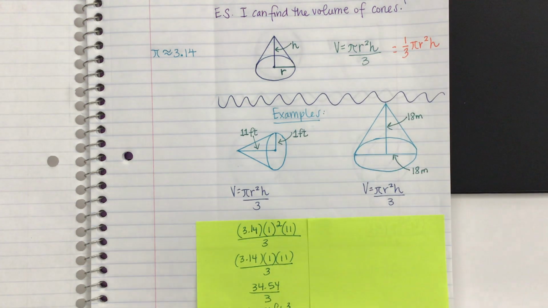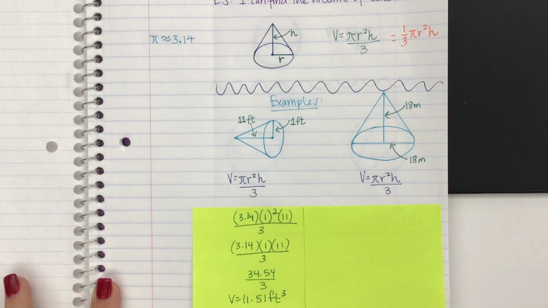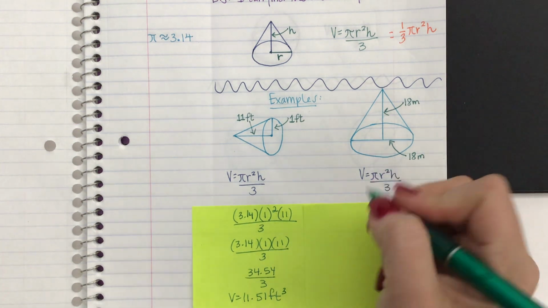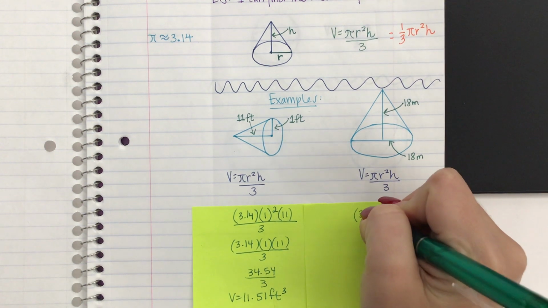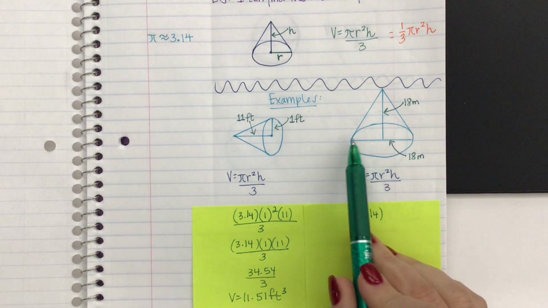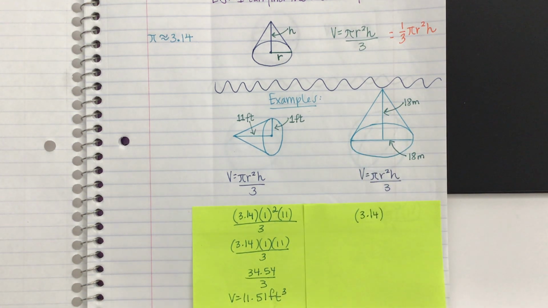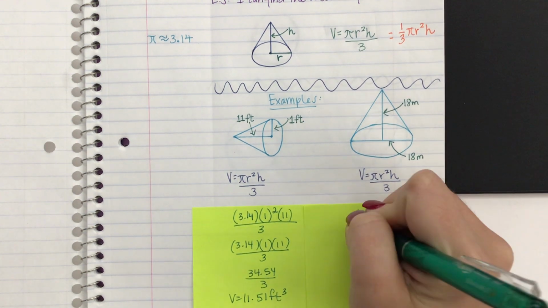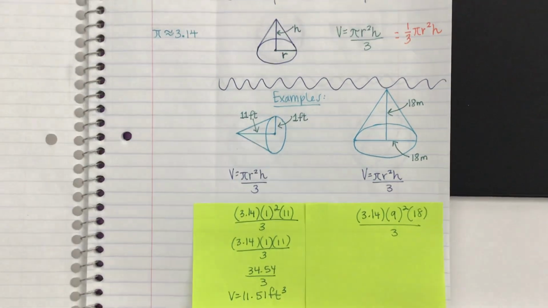All right, moving on. Next problem. Let's fill in everything we know. Our diameter is 18 meters. Our height is also 18 meters. And we know that pi is 3.14. Now looking at this problem, again, tricky. You have a diameter. The entire line is 18. We need the radius. So if you remember, the radius is half of the diameter. So we need half of 18, which is 9 squared. And our height is 18 divided by 3.